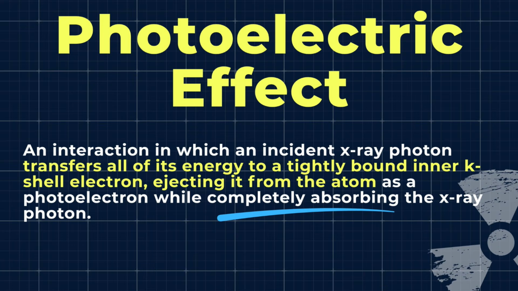The photoelectric effect is an interaction in which an incident X-ray photon transfers all of its energy to a tightly bound inner K-shell electron, ejecting it from the atom as a photoelectron while completely absorbing the X-ray photon. Now let's break down what that actually means.